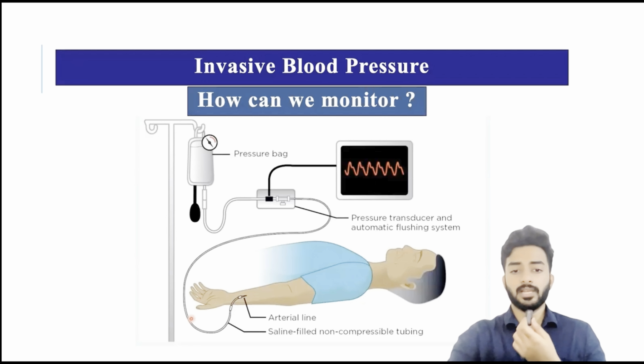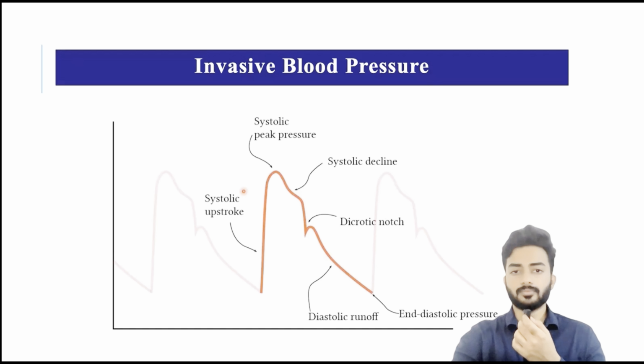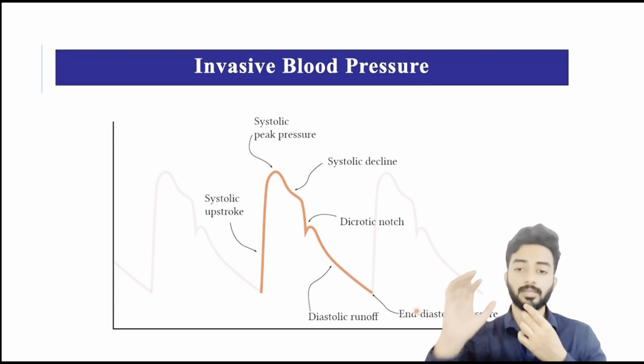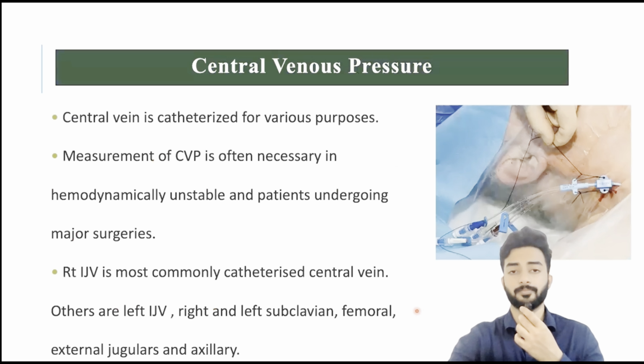So you have put the radial artery line, you have connected it to the transducer, and from the transducer you are seeing the arterial line pressure. And you will see this waveform. So what is this waveform? We have systolic upstroke followed by systolic peak pressure. Then we have systolic decline followed by the dicrotic notch. Then we have the diastolic runoff and end diastolic pressure. These are the parts of the arterial wave.